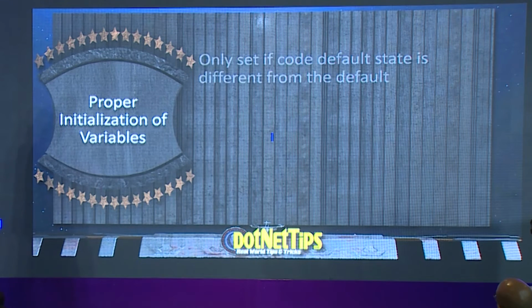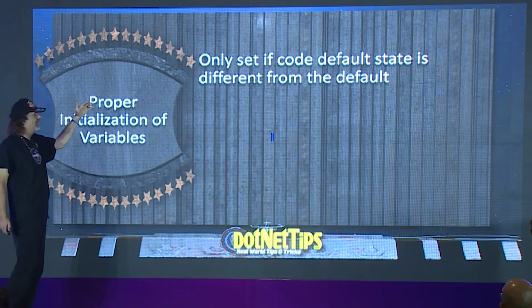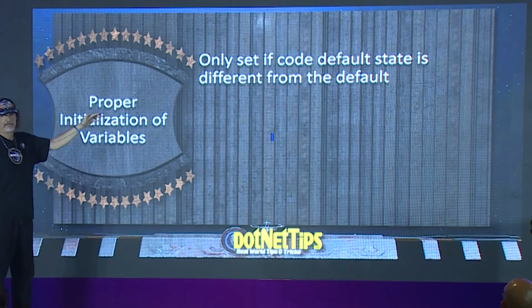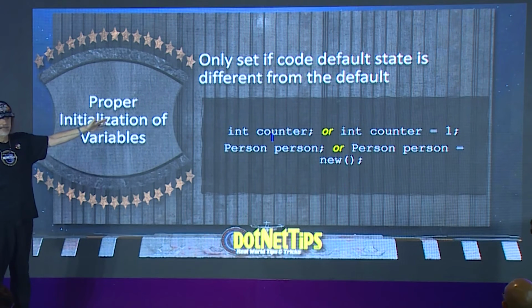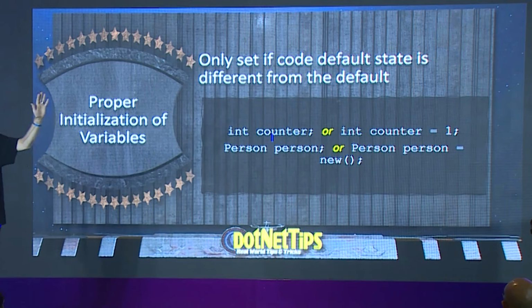So my rule, 99.99% of the time, is only set code default state if it's different from the default state, okay? So for example, if you want to do a counter as 1, you can do that. You can new up a person, or any of those examples right there. That's the way you do it, not the first example, okay? Don't do the other way.